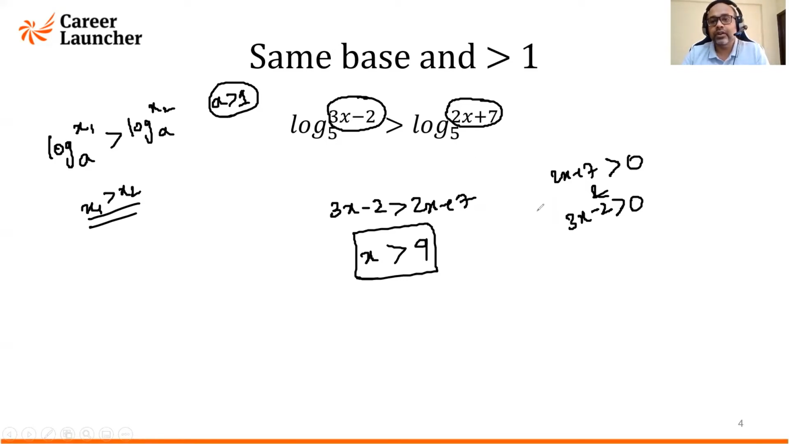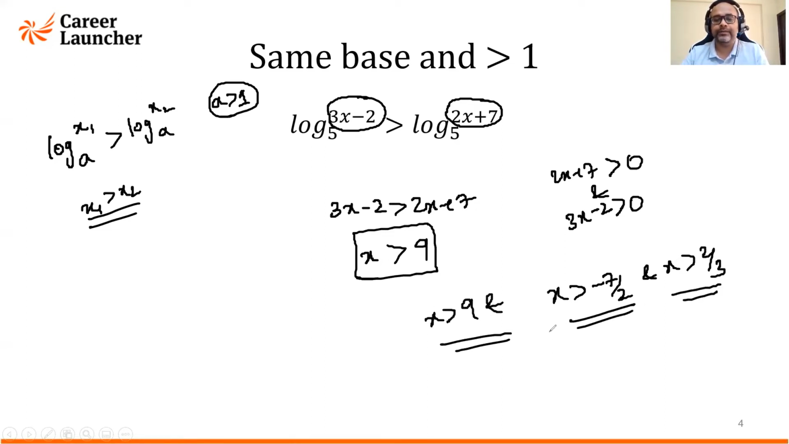So from the first one you get x is greater than minus 7 by 2 and x is greater than 2 by 3. So your final answer should be x is greater than 9 and so the intersection of all these three. Clearly the intersection of all these three.